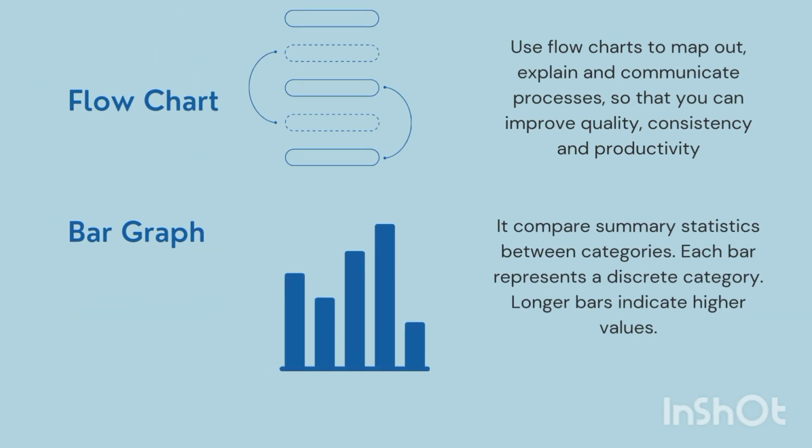Flow chart. Use flow charts to map out, explain, and communicate processes so that you can improve quality, consistency, and productivity. Bar graph. It compares summary statistics between categories. Each bar represents a discrete category. Longer bars indicate higher values.